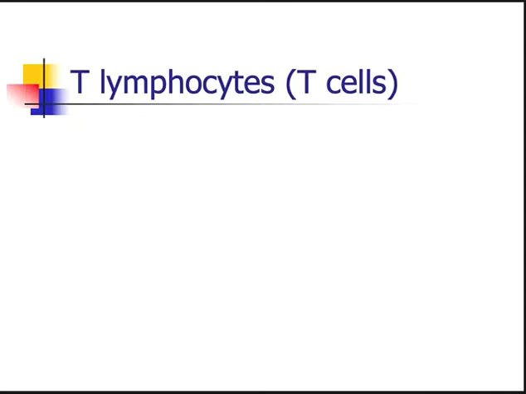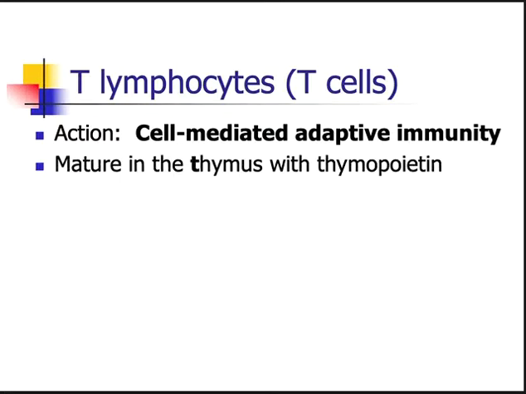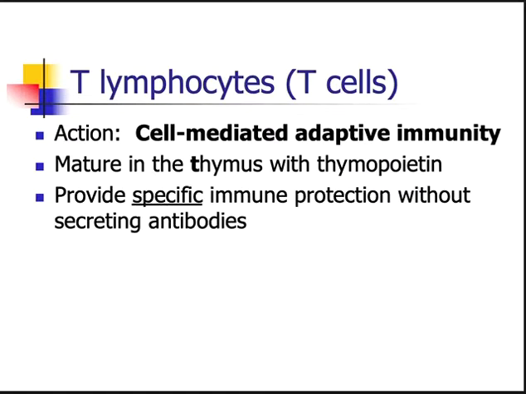The other major player in adaptive immunity are T cells. We call this cell-mediated adaptive immunity simply because they're not producing antibodies. So why are they called T cells? Because they mature in the thymus. They originate in the bone marrow, just like the B cells, but then they travel to the thymus. And again, this is stimulated with the hormone thymopoietin. You remember that? And this will provide specific immune protection, but without secreting antibodies.